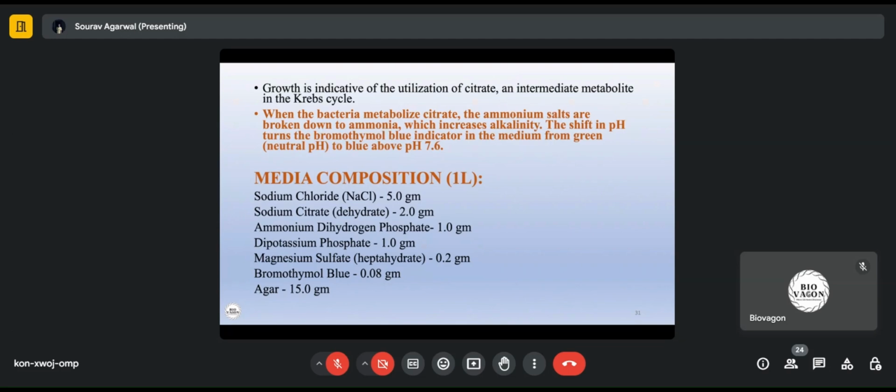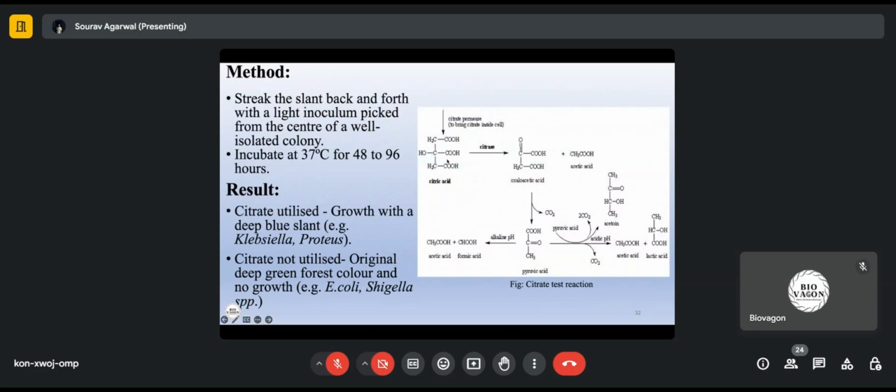Okay, so this is the media composition for the citrate test. Generally, we use a ready-made media known as Simmons citrate agar, which comes as a ready-made box for the citrate test. But if you don't have access to Simmons citrate agar, or if you don't have it in the laboratory, you can use these components and prepare it in the laboratory. It's basically the same thing. So here, as I told you, citric acid will be converted, using citrate permease, into oxaloacetic acid first, and then pyruvic acid, and then it will be metabolized in several other reactions.